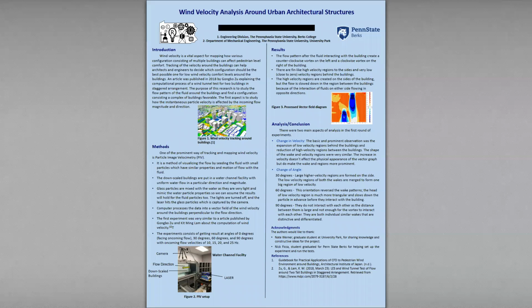So, wind velocity analysis around urban architectural structures. Maybe, I forget what this was really about, but if we see low pressure eddies exist around sharp corners, I don't know, whatever the results are, that would be a much catchier, grabbier title there.